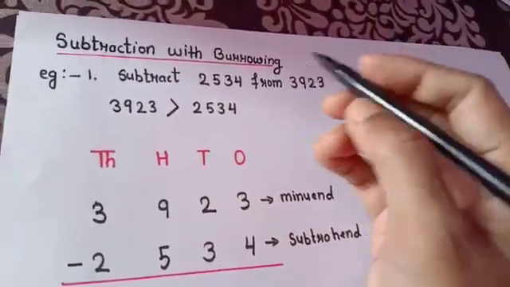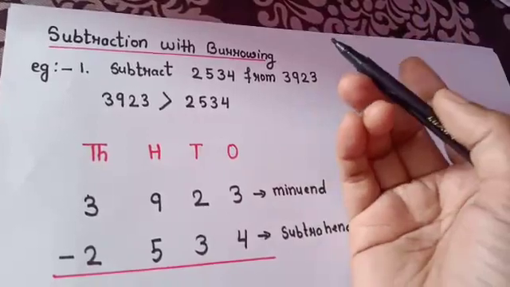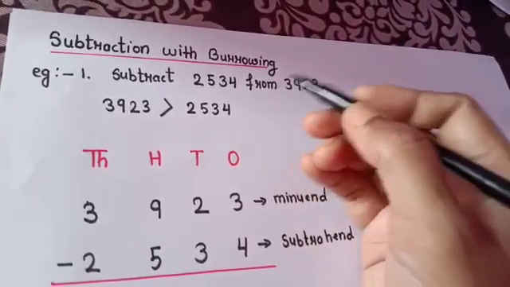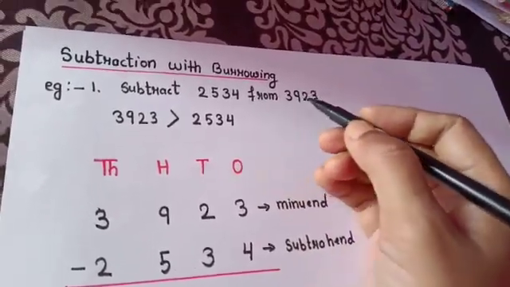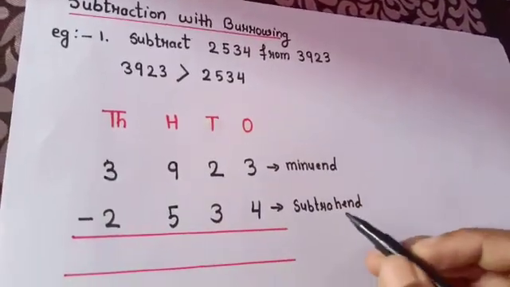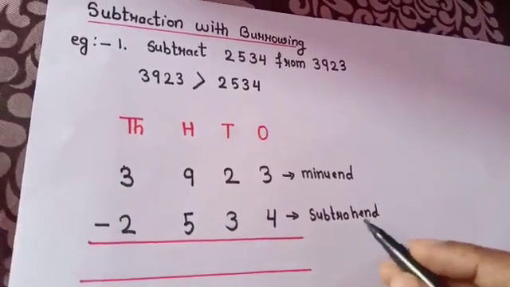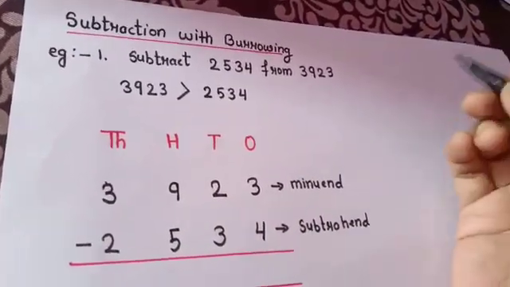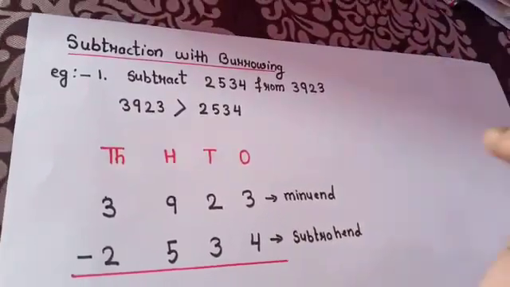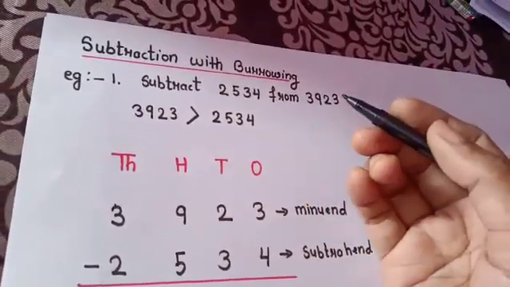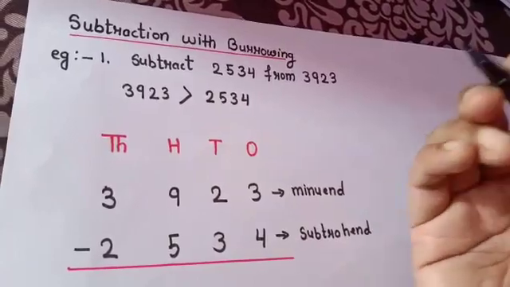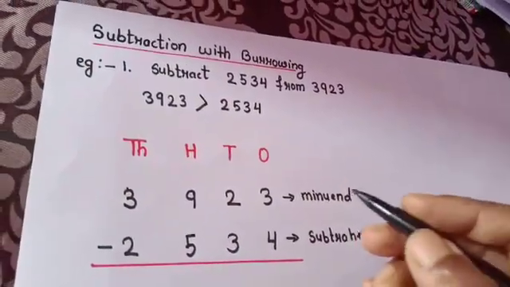Now we know that in subtraction there are two numbers, one is bigger and one is smaller. The bigger number is called the minuend and the smaller number is called the subtrahend. So we can subtract the smaller number from the bigger number. So we can subtract the subtrahend from the minuend.